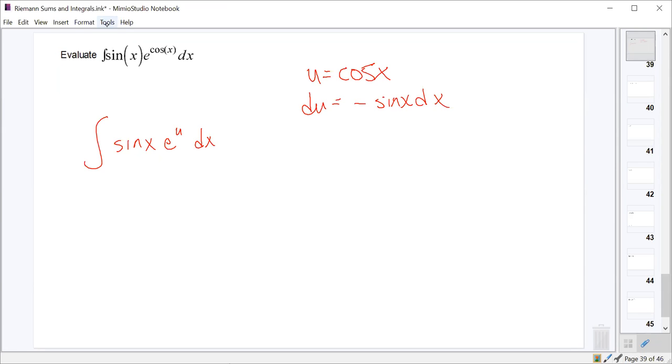And so all we have to do is put in, I don't know why my toolbar is not showing up today. All right, sorry about that.